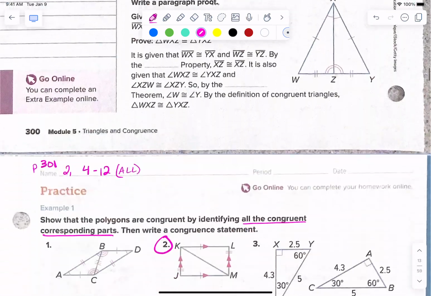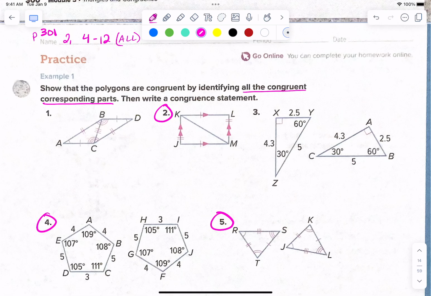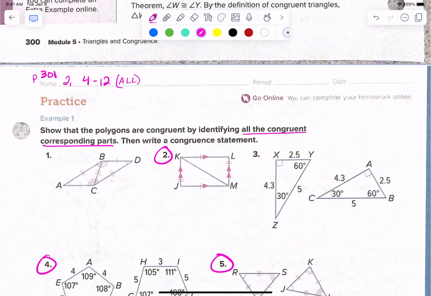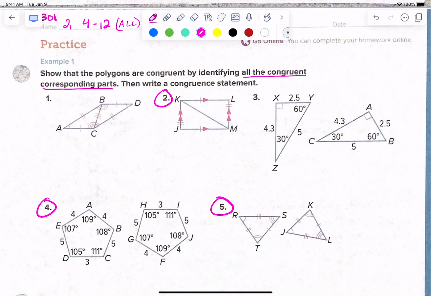And we're not gonna do the proof. Go and do 2 and then 4 through 12. I have a question. Number 2, which angles do we...? That's a good question. Do you want to do number 4 together or no?